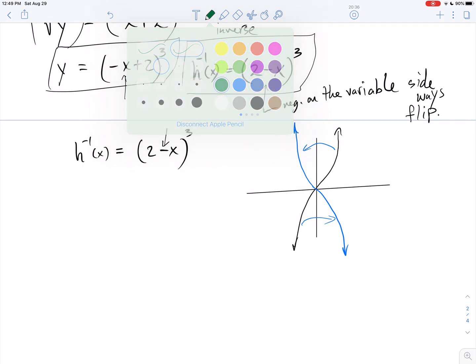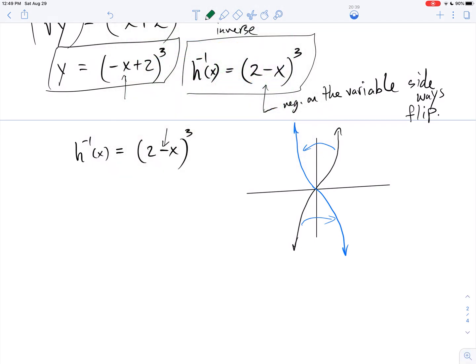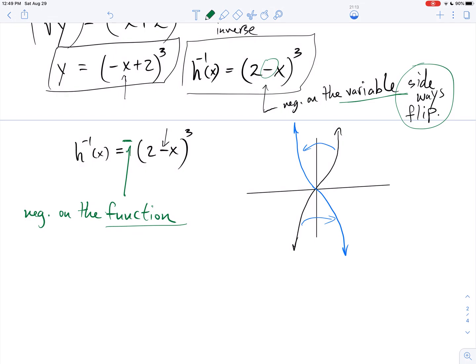Now, pay attention, because I'm going to change colors one more time. Let's do green. If I did graph something with a negative on the function, if the negative is out front, that means it's a top to bottom flip. Okay, a negative on the variable is a sideways flip. Negative on the function, or the actual outskirts, on the outside of the parentheses, that's what a negative on the function means. It's a top to bottom flip.